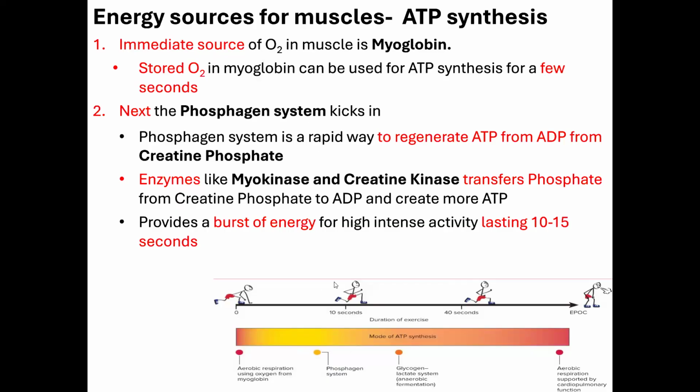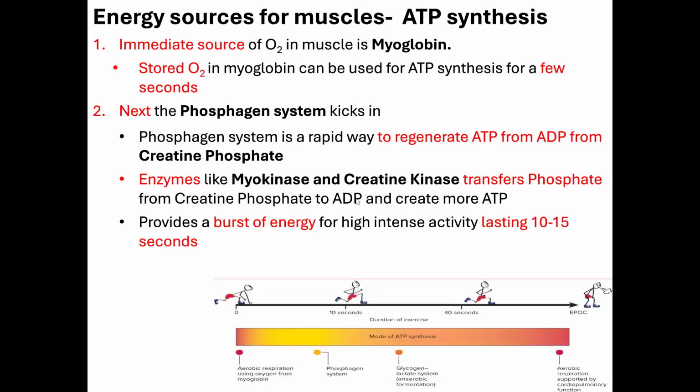After 10 seconds, again, you need ATP, right? ATP has to be created or generated, and that is generated from something called creatine phosphate. This system is called the phosphagen system. So initially you have the myoglobin, then the phosphagen system. In the phosphagen system, ATP is generated from creatine phosphate. And there's an enzyme called myokinase and creatine kinase, CK, which transfers the phosphate from the creatine phosphate to the ADP to create ATP.